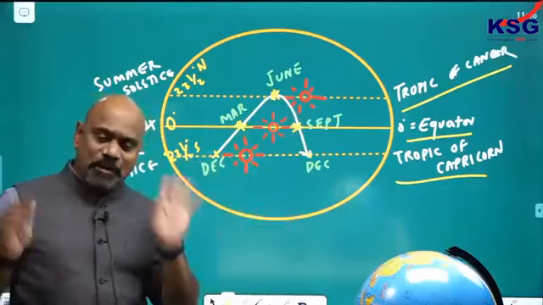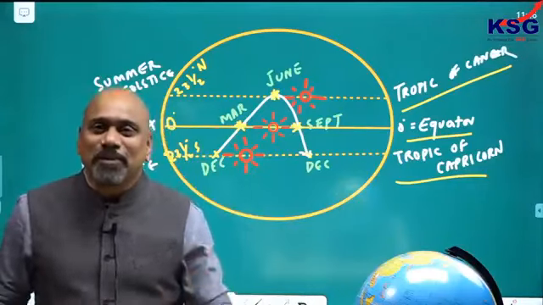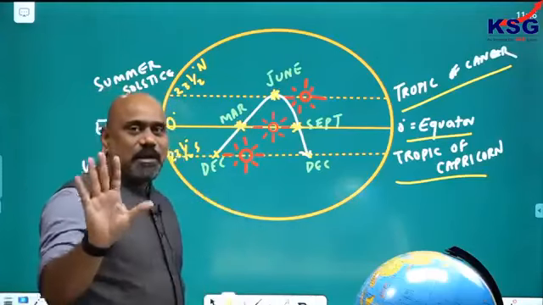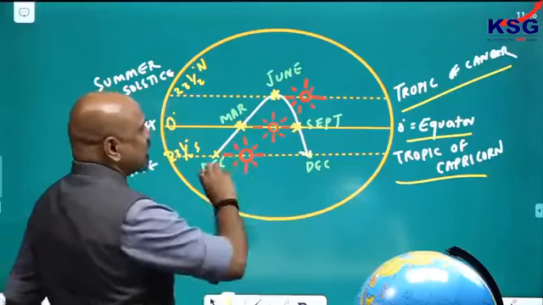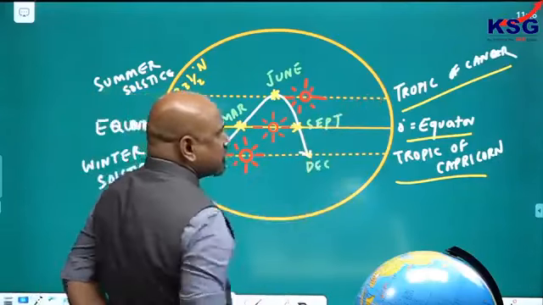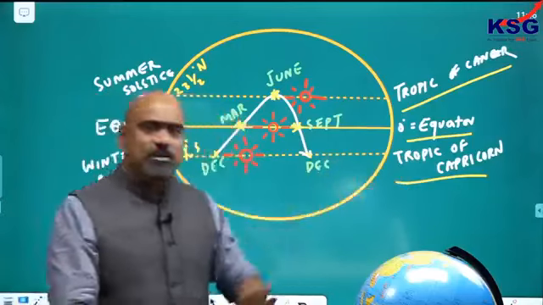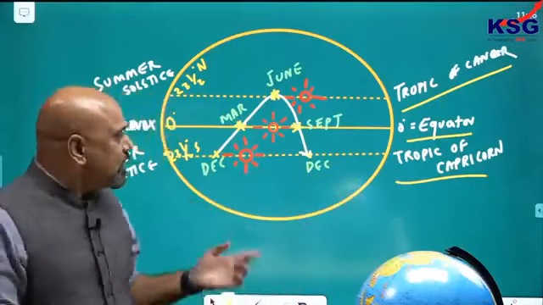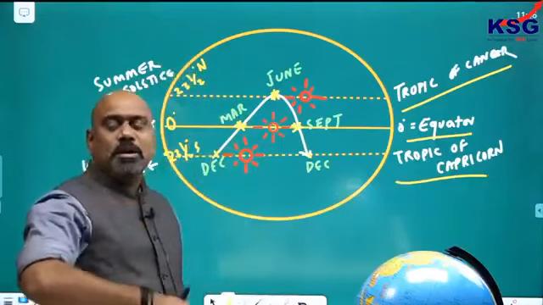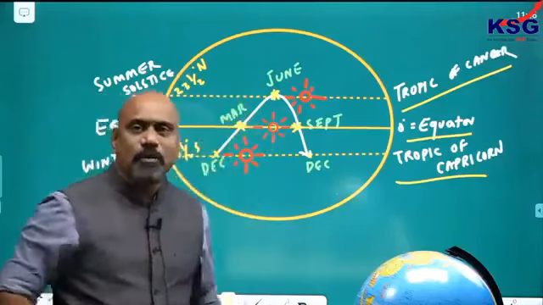Dates I am not saying now. Dates we will see later on, why 21st or 22nd or 23rd. Just remember for now. This is a fundamental foundation class, that's why I am saying only the basic things you should know. 23.5 degrees north is known as Tropic of Cancer, 0 degree is equator, 23.5 degrees south is Tropic of Capricorn. In one year, the apparent movement of the sun is from Tropic of Cancer to Tropic of Capricorn and Capricorn again to Cancer.